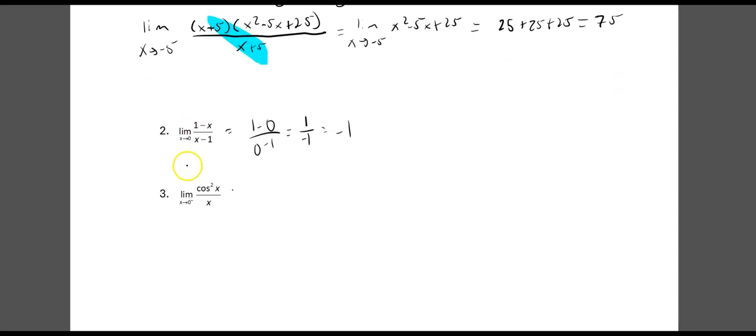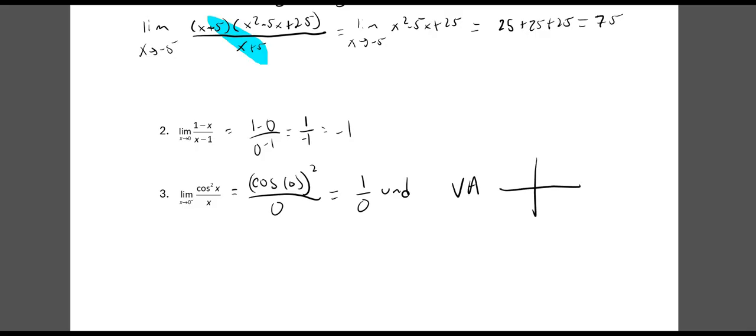If you do fake plug-in, cosine of 0 squared all over 0, you see that cosine of 0 is 1. 1 squared is 1 over 0. This is undefined, which means there's a vertical asymptote present at x equals 0. So we know that the graph has to go up or down.